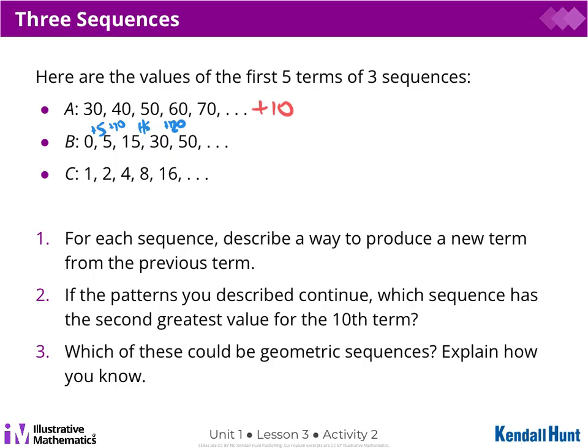For sequence C, 1 times 2 is 2, 2 times 2, and so on. So this is times 2, and we know this is geometric. So I'm going to write a G there.